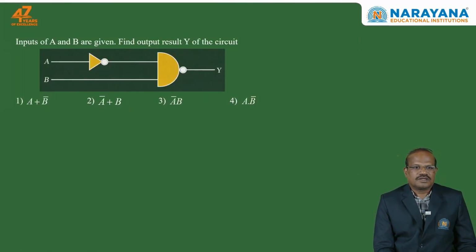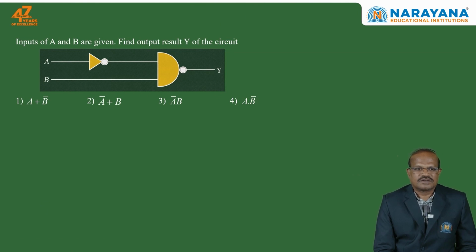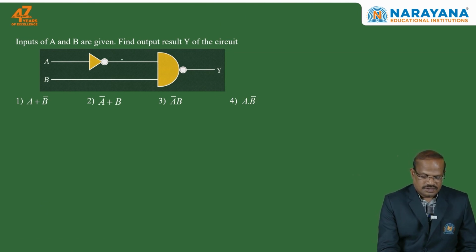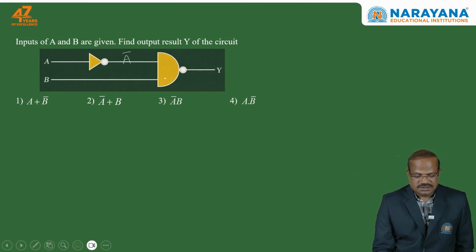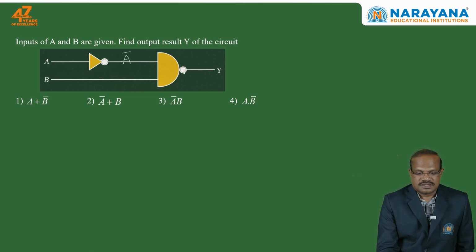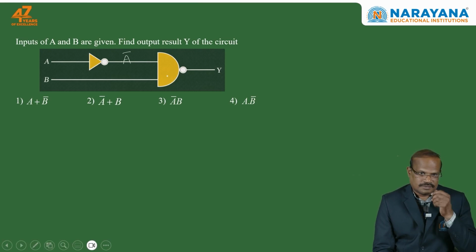Inputs of A and B are given. Find out result Y of the circuit. So here this is a NOT gate. When the input A is given to the NOT gate, it becomes A bar here, and A bar and B are inputs for the NAND gate. This is NAND gate. This one is NAND gate.